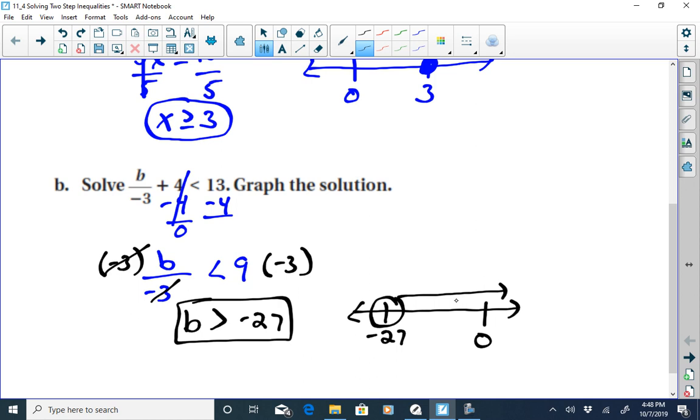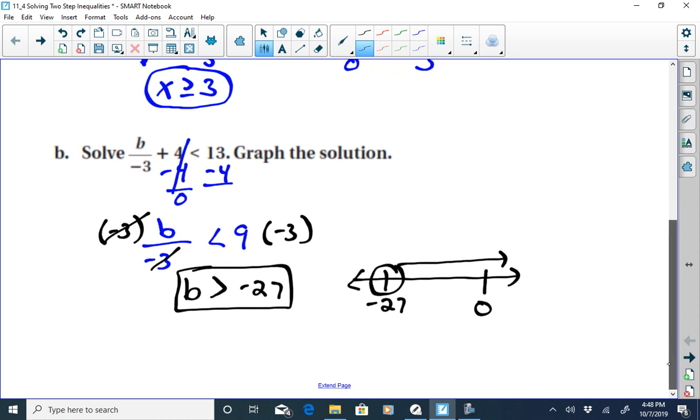So I want to check something in my solution set, to see if it really is going to make it true. I see that 0 is in my solution set, so let's try that. If I replace b with 0, I divide: 0 divided by negative 3 is 0. 0 plus 4 is 4. Is 4 less than 13? Yes, it is. 4 is less than 13, so I feel pretty good about my solutions here.